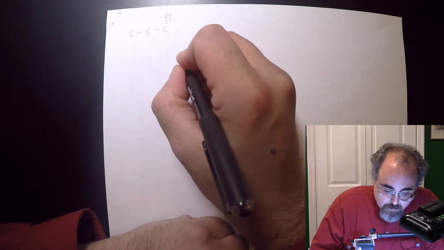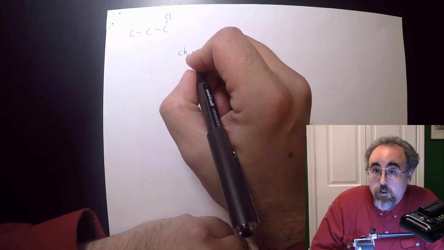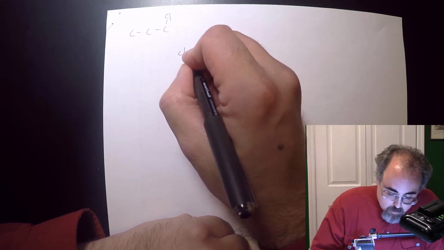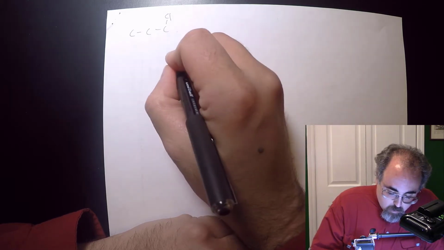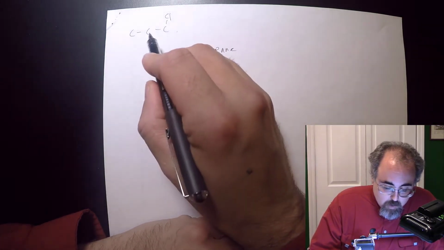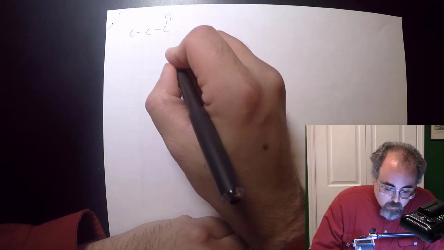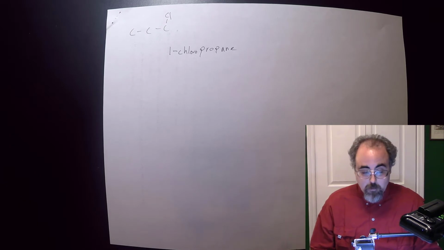And it is going to have in front of it the name of the halogen, but with the last syllable replaced with the letter O. So chloro, and then I have to tell you which carbon it's on. In this case, 1, 2, 3, 1, 2, 3, it's on the 1 carbon. Chloropropane. 1-chloropropane, I should say.